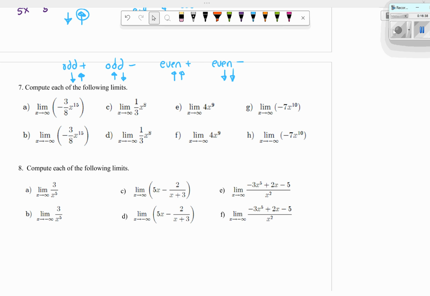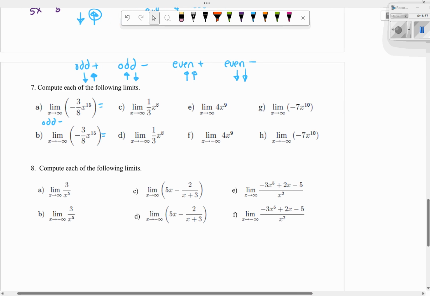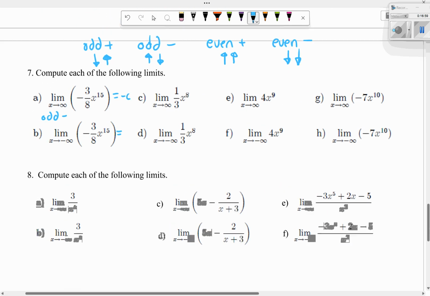So for this one here, we can see that this is an odd degree and the leading coefficient is negative. So this is odd negative. Odd negative means that as we approach positive infinity, the right end goes down, and as we approach negative infinity, the left end goes up. So this, sorry, should be negative infinity here, and this would be positive infinity.